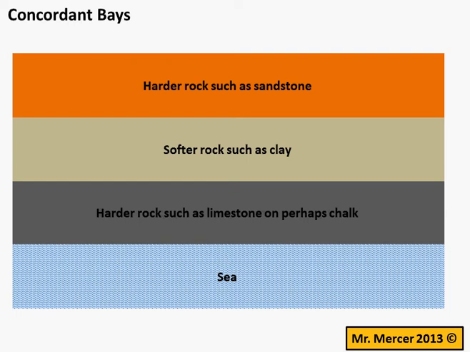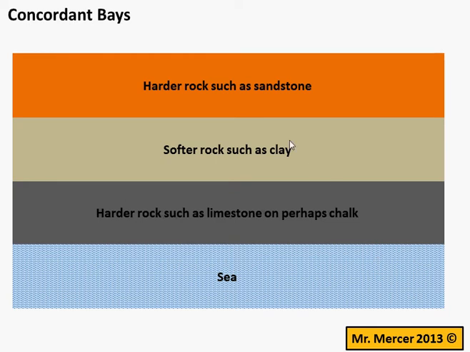In this very brief clip I'm going to explain to you how a concordant bay is made. The first thing to understand is exactly why they're called concordant bays, and the easiest way to remember it is that the three rock types that you can see in orange, grey and dark grey on your screen run in parallel to the sea. At least they do in the textbook example.